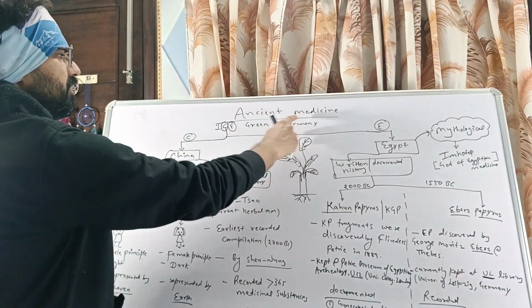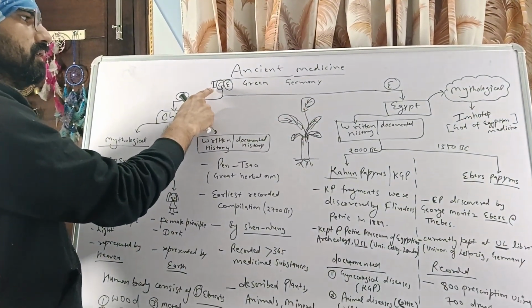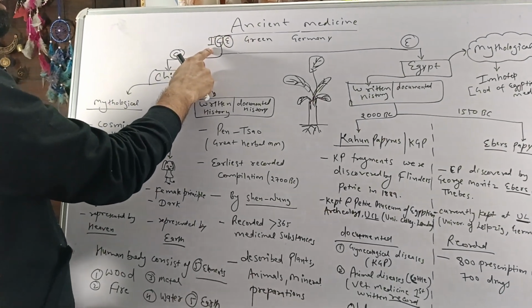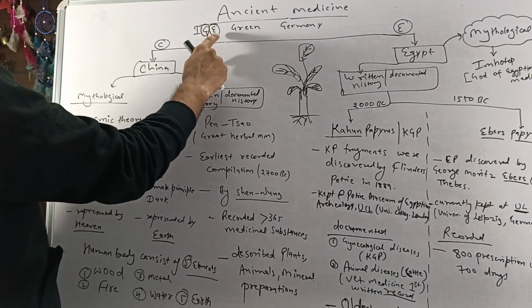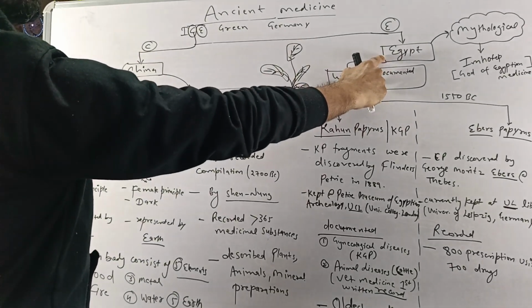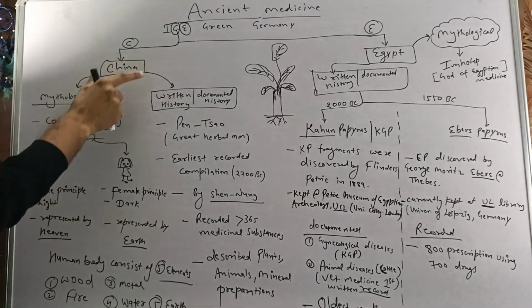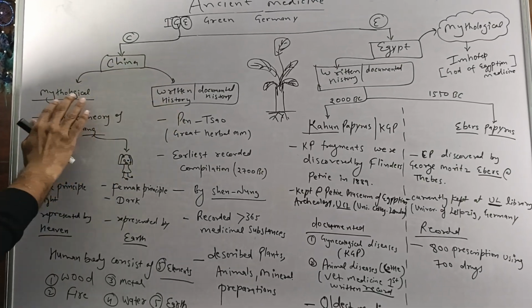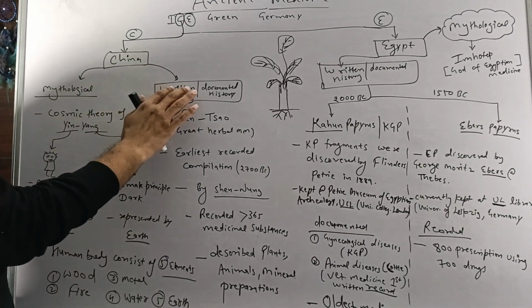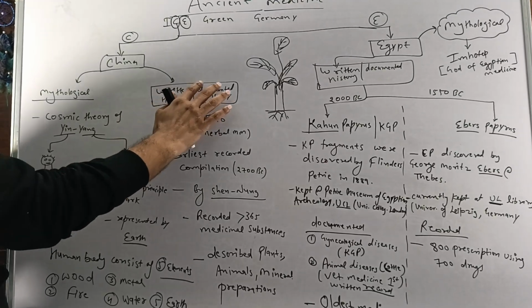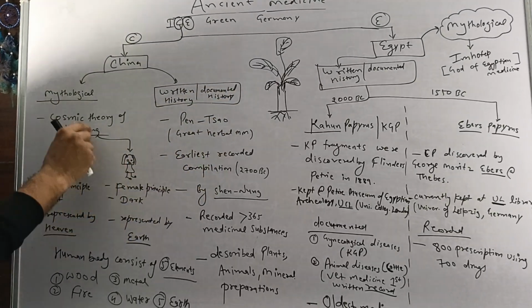So in ancient medicine we have discussed the Indian ancient medicine. Today we'll see the Chinese and Egyptian medicine. So start with China. Similar to India, there are two origins. One is mythological history and one is the written or documented history.